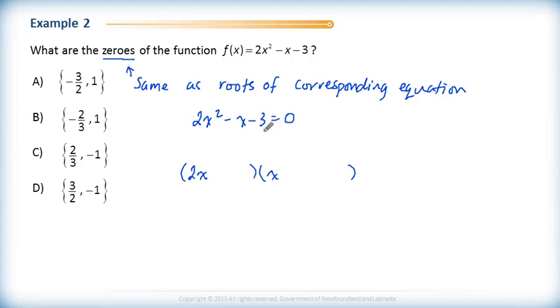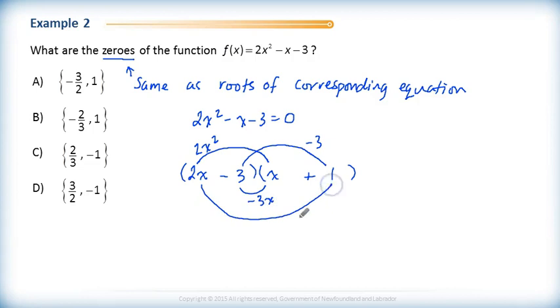And to get a negative 3, I'll either need to have a negative 1 here and a positive 3, or positive 1, negative 3, or I can reverse the order of those places. I think the correct one that works will be negative 3 here and positive 1 there. Let's check it. That's 2x squared. We have negative 3 there, negative 3x here, and positive 2x there. We get the correct total. So we do have the correct factoring.